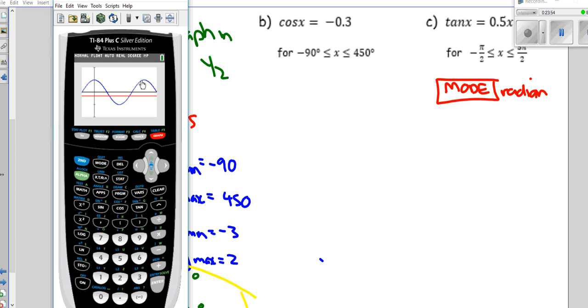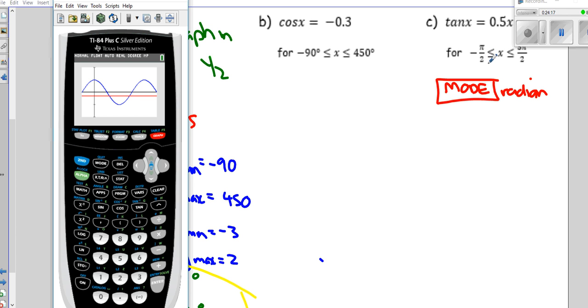Check your mode. Are you in degrees? Radians is not until C. So this B is in degrees. I'm doing C now. Oh, you haven't adjusted your window yet. Your window is in terms of 90. You actually use the pi button and the fractions. Yeah, it's pretty cool.